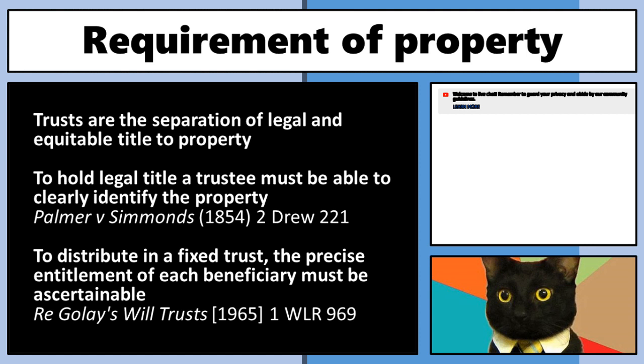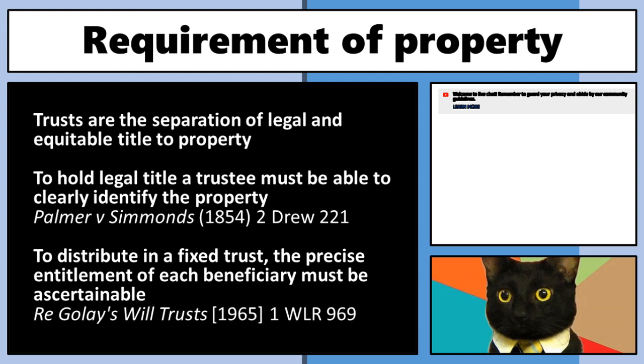A couple of things. There must be property, and the court has to be able to ascertain what that property is. Why? Because if you go to court and you want to seek some sort of order, the order is made against the thing, not against the person. It's in rem, not in personam. And so to actually do that and get the court order, you have to know what the stuff is.